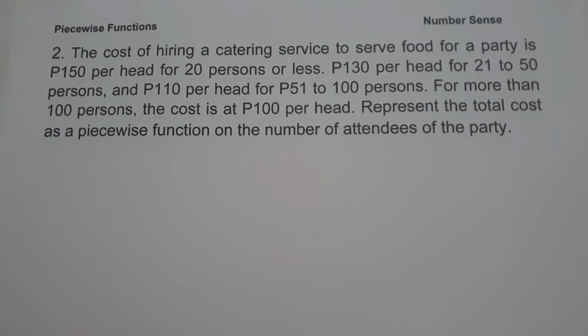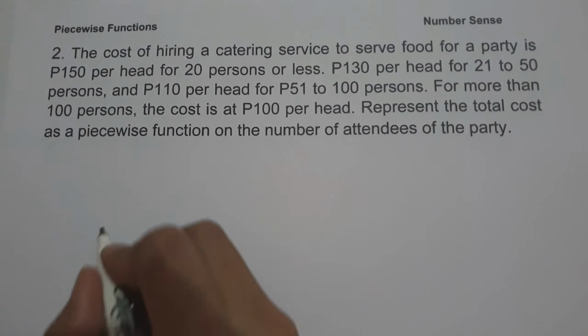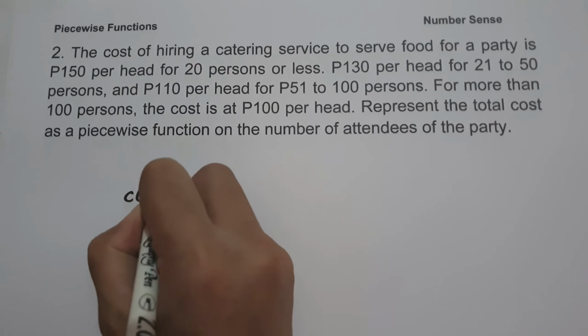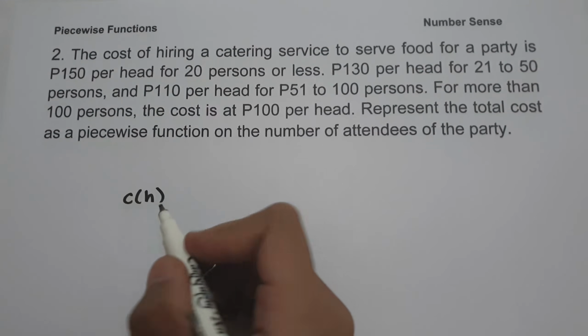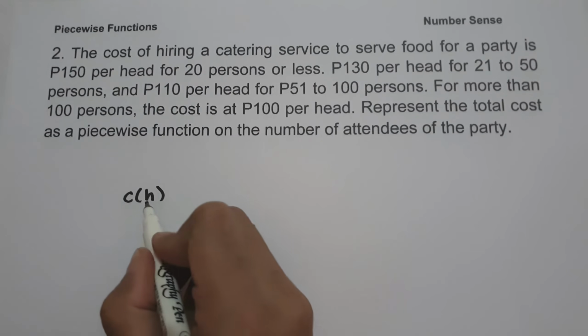And this will be our answer. On example number 2, the cost of hiring a catering service to serve food for a party is 150 pesos per head for 20 persons or less, 130 pesos per head for 21 to 50 persons, and 110 pesos per head for 51 to 100 persons. For more than 100 persons, the cost is 100 pesos per head. Represent the total cost as a piecewise function on the number of attendees of the party. So let us have C of H, that is the cost of hiring a catering service to serve food for a party, and H, that is the number of attendees in the party.